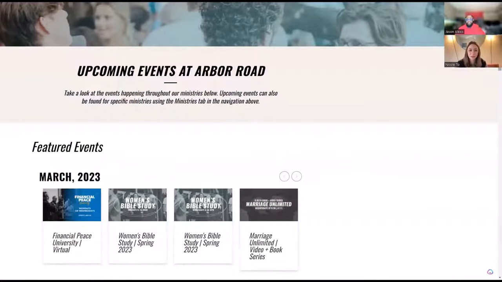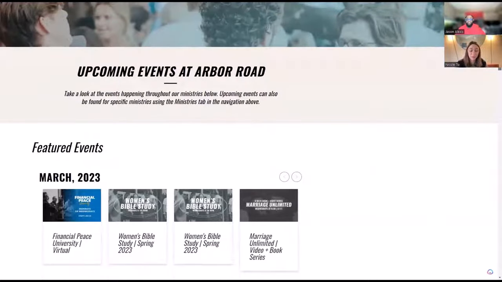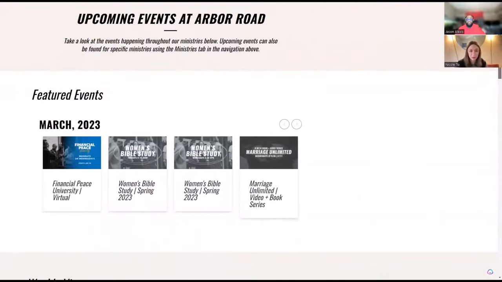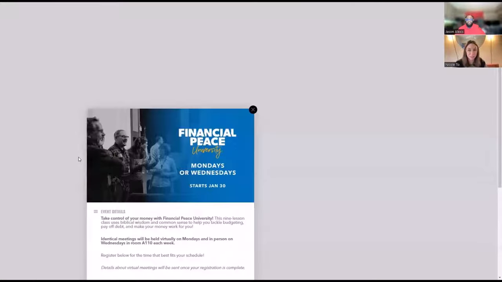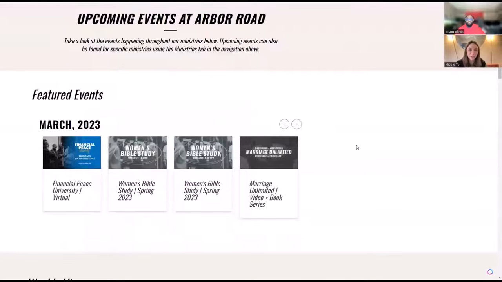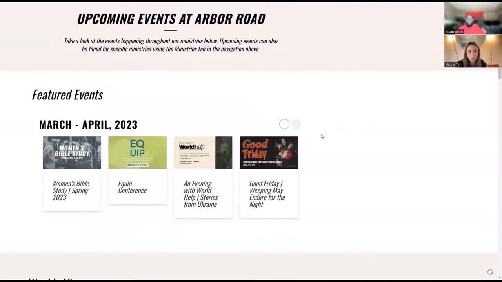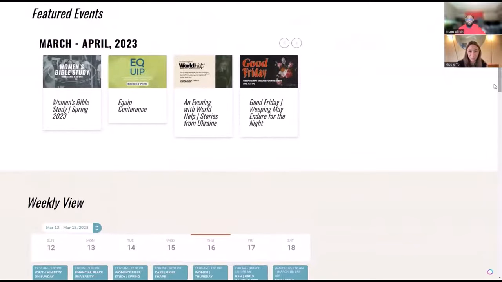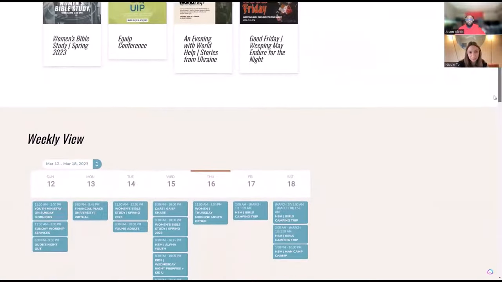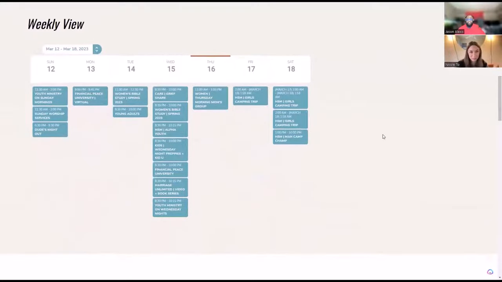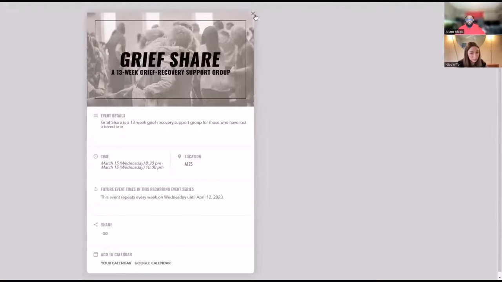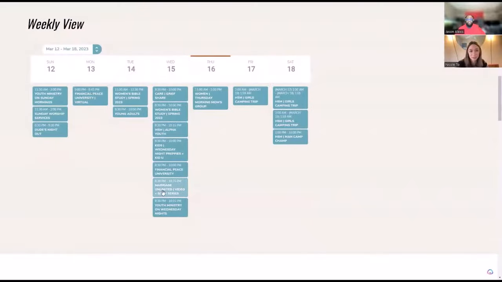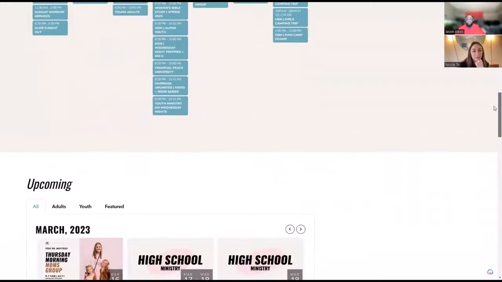So feature events are the events that people come up to a pastor or someone who's volunteering, just kind of thinking through, like, what are those big events that a lot of people are asking about? And so I wanted that right at the top, so that the people who are coming there just to look for that specific event would find that right away at the top. And then the weekly view would be what's happening this week. We have a lot of things that happen on Wednesdays, as you can see. So that's kind of like our biggest draw on a weekly basis, other than Sunday.